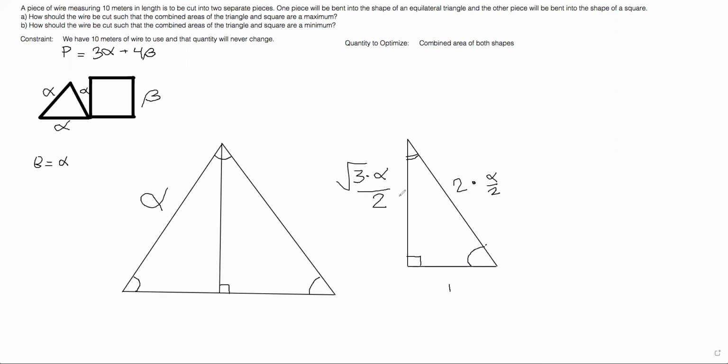Just to make sure that we keep all the proportions equal. So now we have 1 times alpha over 2. So if we look at the hypotenuse, the 2's cancel, and we're left with alpha. So our hypotenuse is alpha.